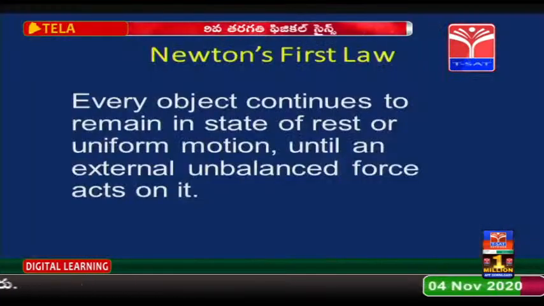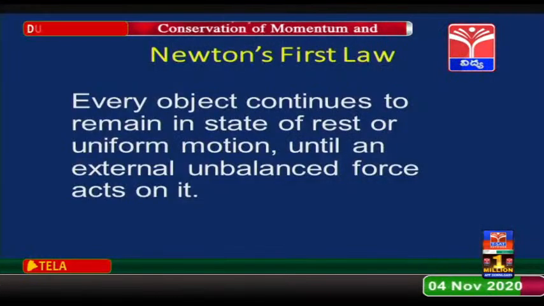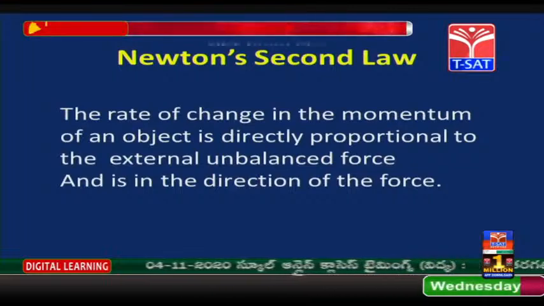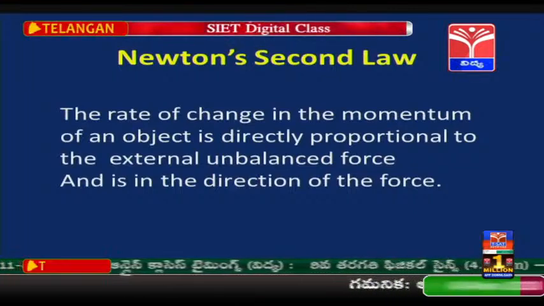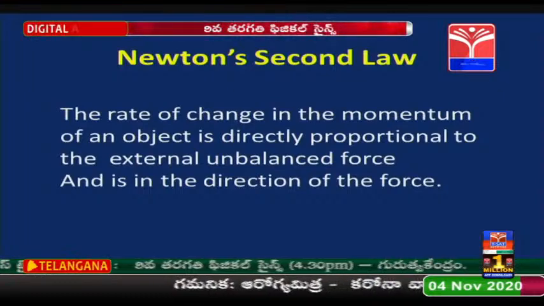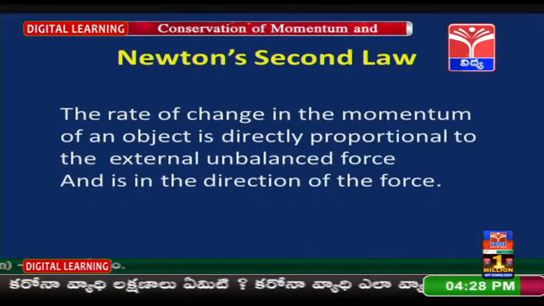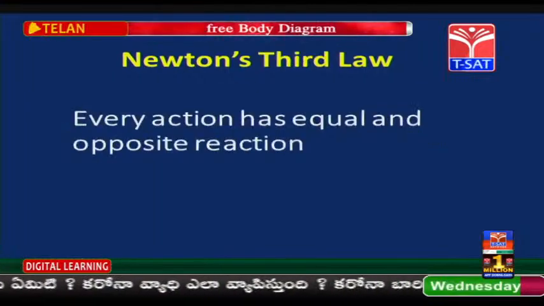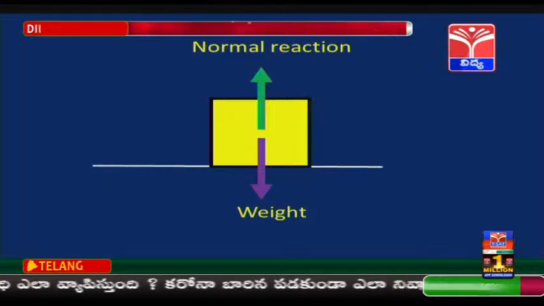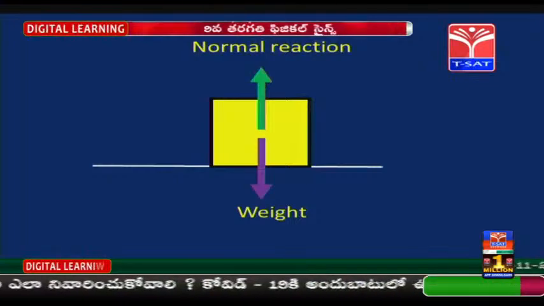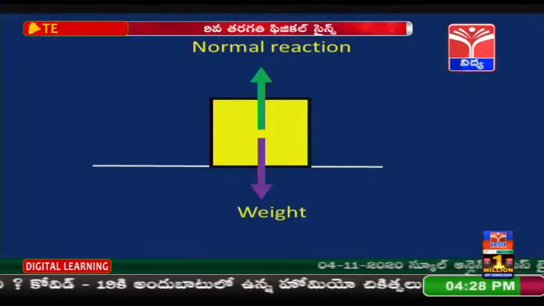Children, let us revise. Newton's first law, which says every object continues to remain in the state of rest or uniform motion until an external unbalanced force acts on it. Newton's second law, which says the rate of change in momentum of an object is directly proportional to the external unbalanced force acting on it, and it is in the direction of the force. Newton's third law says every action has equal and opposite reaction. We have discussed normal reaction, which will be equal to the weight of the object on a horizontal surface.